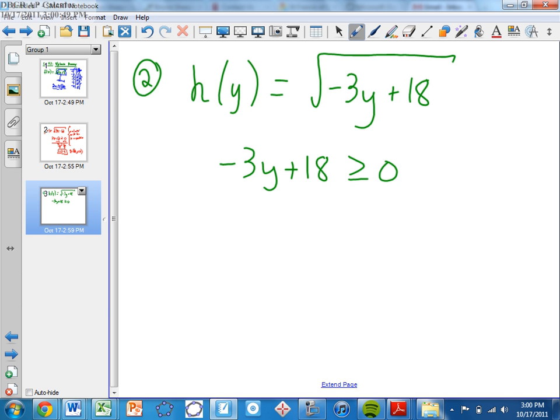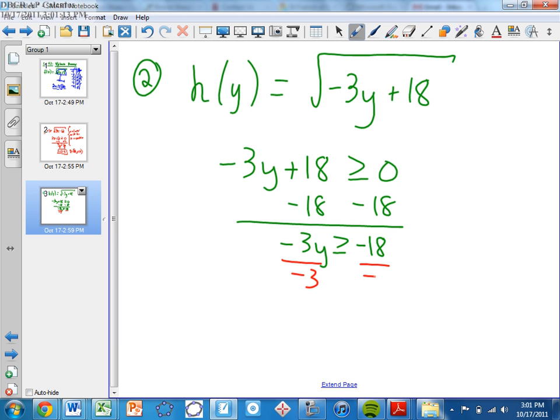Here, subtract 18, right? Now what should I do? Divide by negative 3, right? Very good. When you divide by a negative with inequalities, you have to flip the inequality sign around. That is the trick. So when I divide by negative 3 on both sides, whenever you divide by a negative, you have to flip the sign. So that will switch now, so it's going to be less than. Be careful there. The sign switches when you divide by a negative.